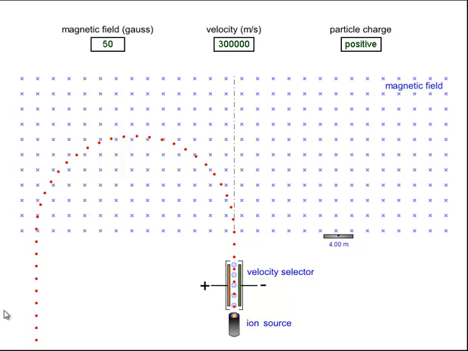Now, the reason that it interacts in the first place is because moving charges create their own magnetic fields. And we know that two magnetic fields will interact with each other. They'll either attract or repel. And we see that interaction with the right-hand rule.